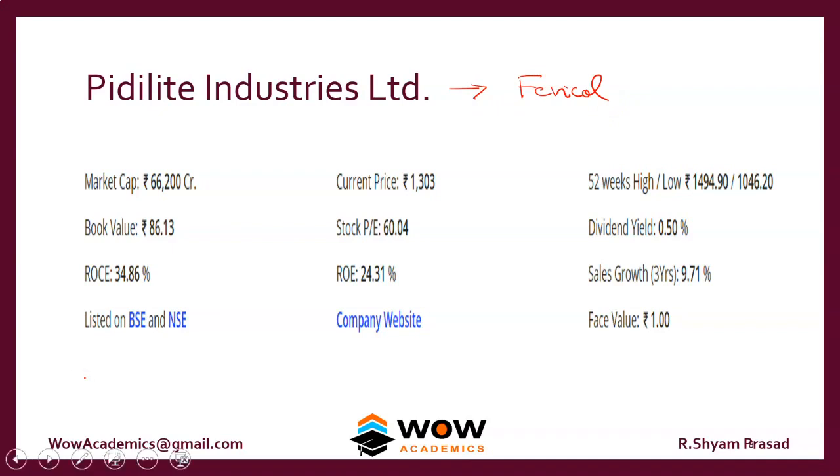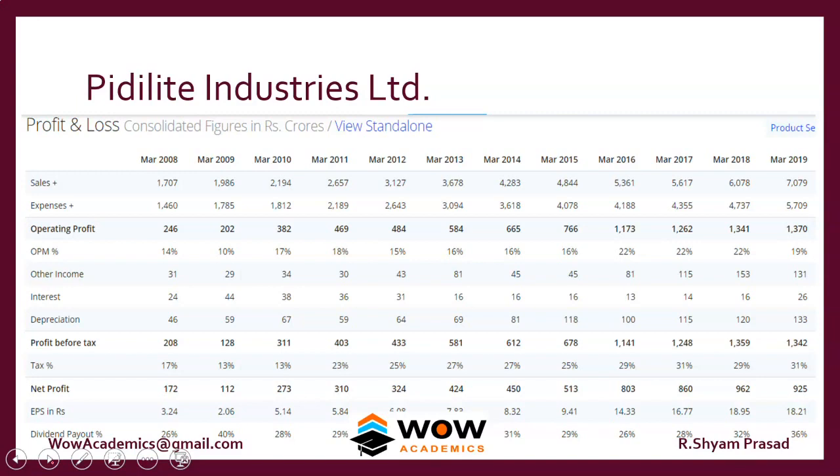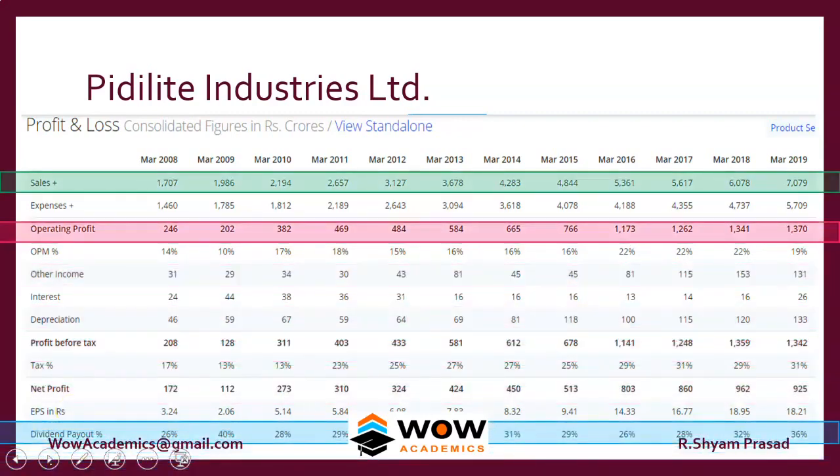Okay, so we look at their P&L. This is their P&L for the last 10 years. We'll focus on just a few key numbers. Look at the sales. Are they increasing or decreasing? They are increasing. By how many times? So 1700 to 7000, that's something like 5 times. I think 5x, we'll put it as 5x. Sales is going up by 5x. Look at their operating profit. Is it going up by 5 times? Yes, most likely it's going up by 5 times. So operating profit is up by 5 times.